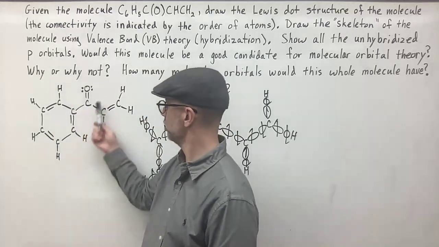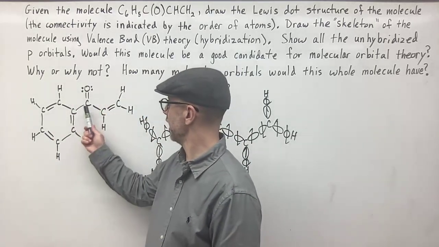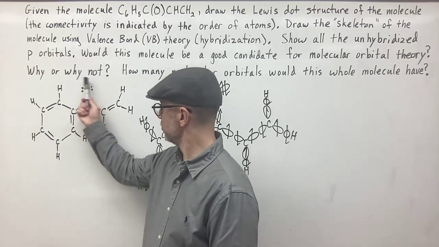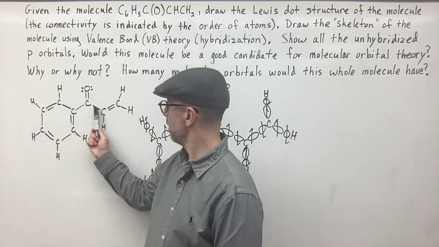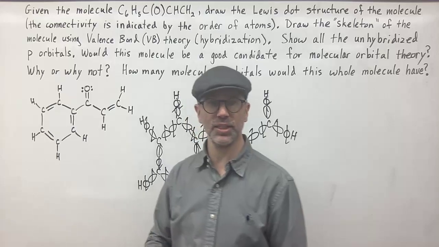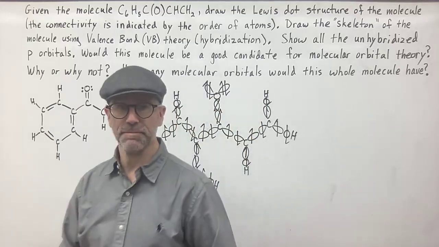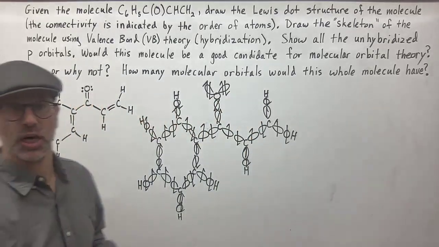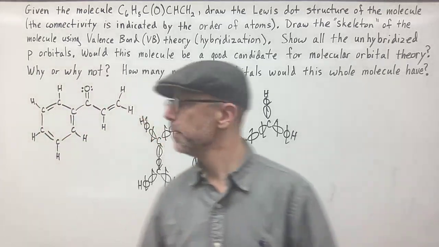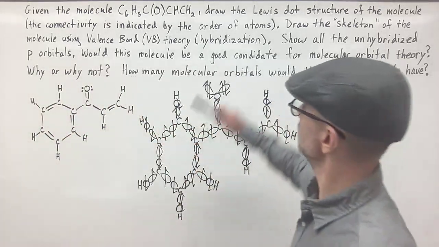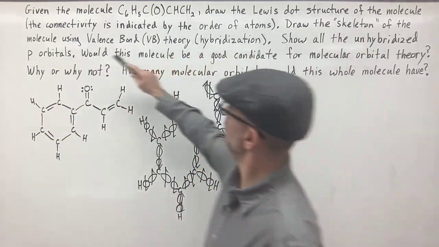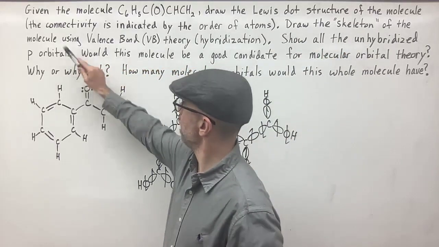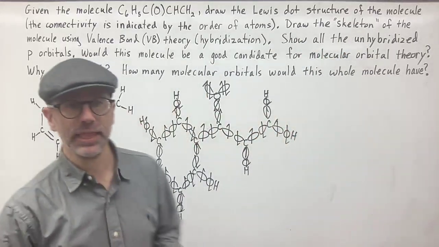It's a ketone. If you have a carbon double bond oxygen, this is called the carbonyl group. If that's bonded to two carbons, that's called a ketone, just FYI. Okay, so here's the Lewis dot structure of this molecule. And so now we're asked to draw the skeleton of the molecule using valence bond theory.